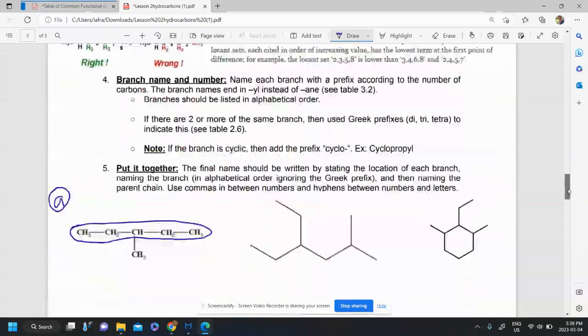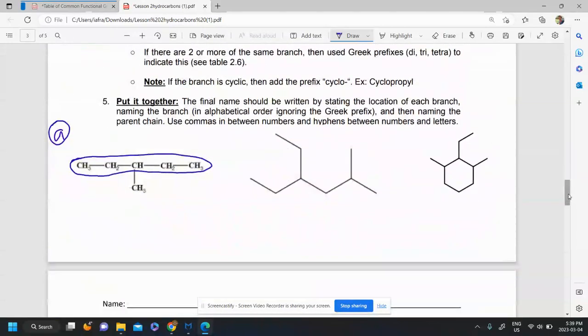So let's go ahead and name our parent chain. To name the parent chain, you need to, as I said, end it in ane, and also choose the prefix that indicates the number of carbons in your parent chain. There are 5 carbons in your parent chain.